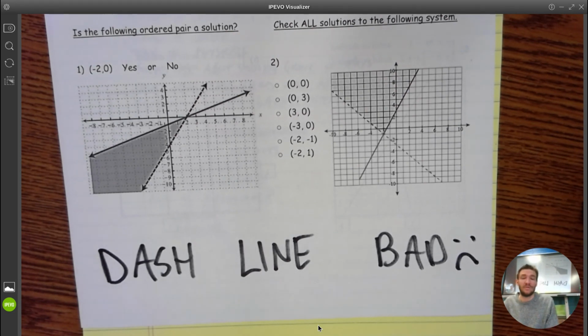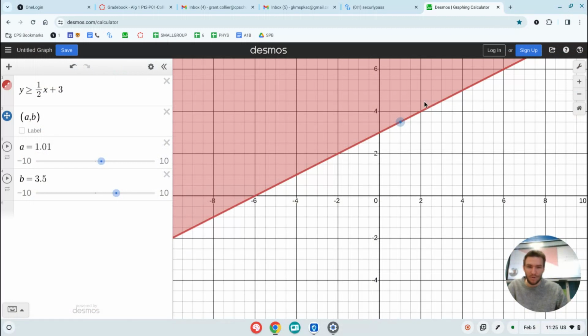Easy as that, okay? So, if I go back to my Desmos and I leave my line the same and I leave my coordinate the same, but I just get rid of this equal sign and I make it a dash line, look at my nice dash lines now. Now, even though this dot is right on the line, it is on a dashed line. And so this is no good.